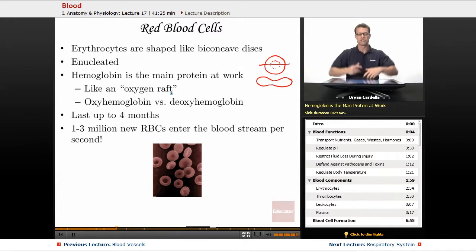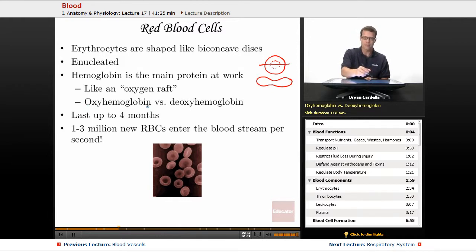I like to think of oxygen just sitting back and enjoying its ride on the red blood cell until it gets to a capillary and ends up finding its temporary home. Oxyhemoglobin versus deoxyhemoglobin: depending on whether or not oxygen is physically attached to hemoglobin, it has a slightly different color.